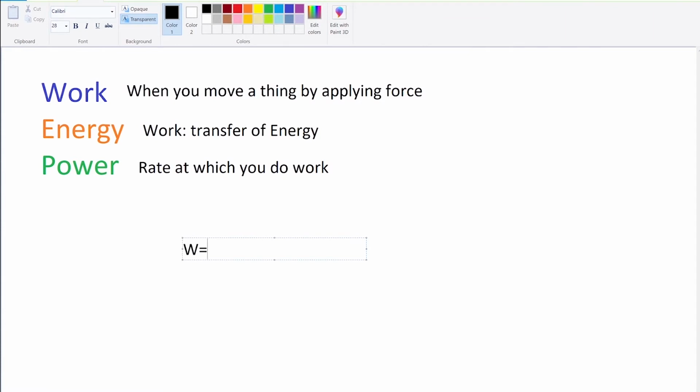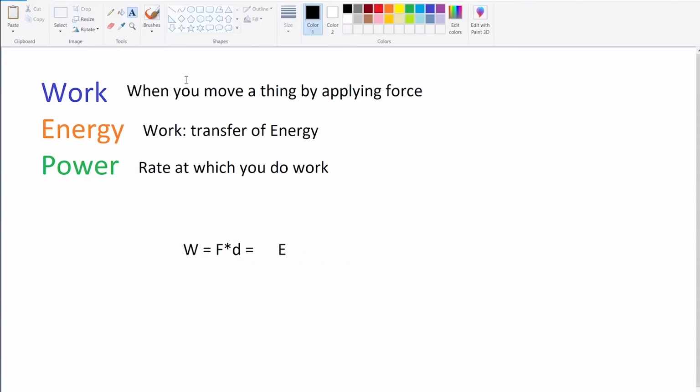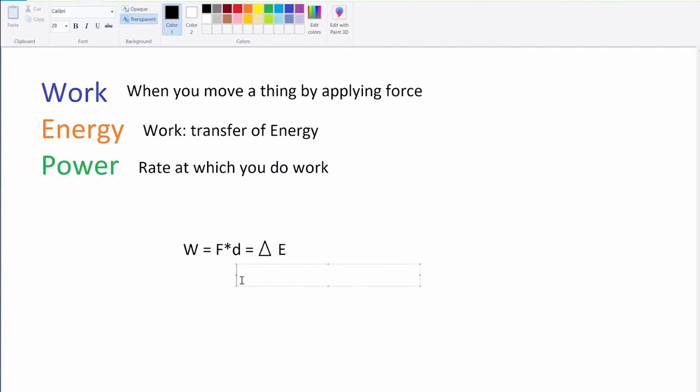The basic equation for work is force times distance. And like I said, that's also equal to the change in energy. We got a little delta here. In case you didn't know, delta, that is that little triangle symbol. It just means the change in energy. Like I said, work is when you move a thing by applying force. So this equation just relates how much force you do over the total displacement of the object that resulted because of applying that force.